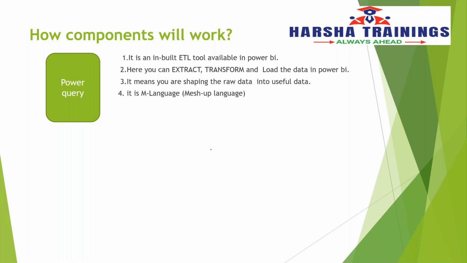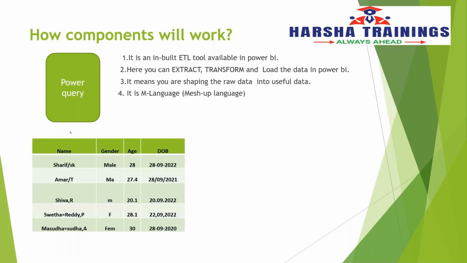Now, what data is available here? There is a table with name, gender, age, and date of birth. Everyone clear? There is a table, right? I'm giving one example for you. What are the ETL processes we are doing here in the Power Query Editor? How will it work? Clear?